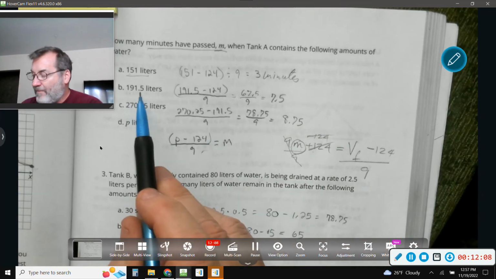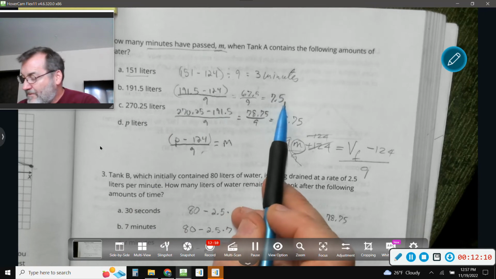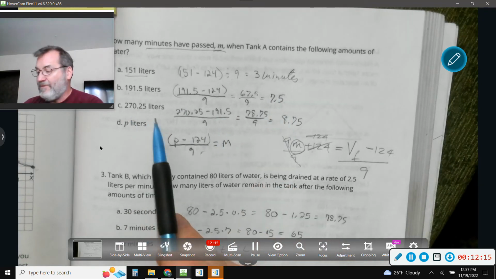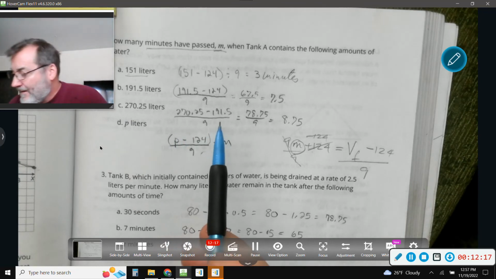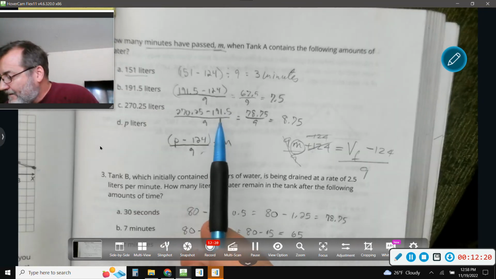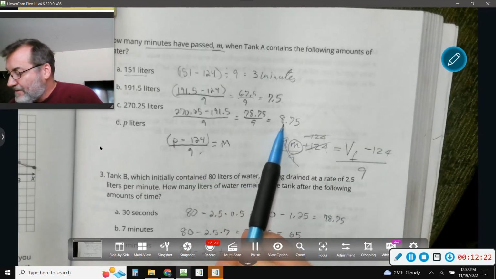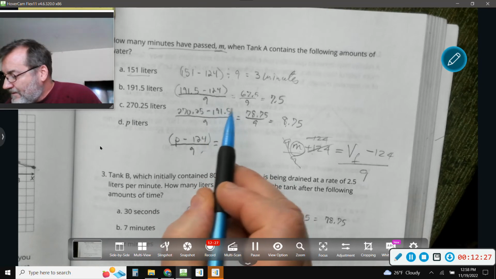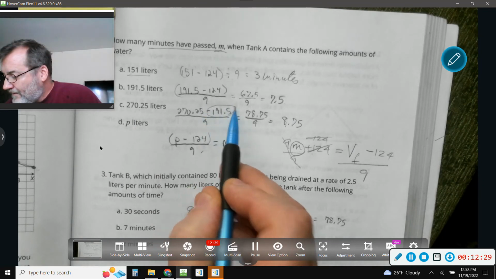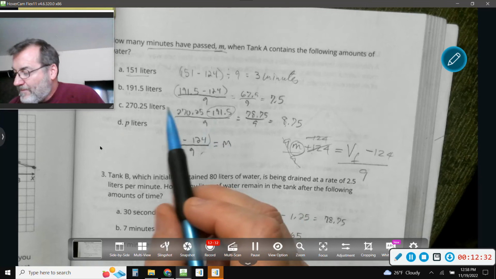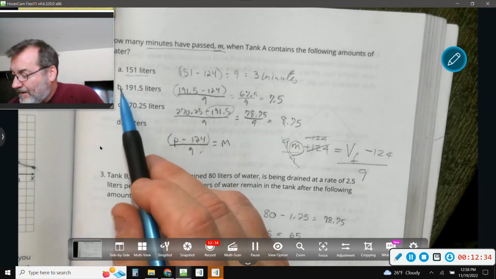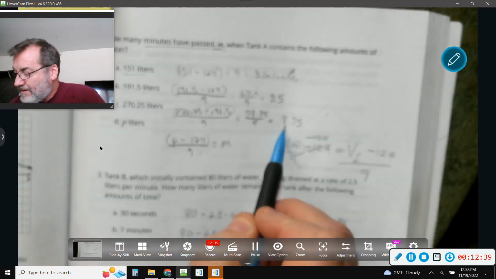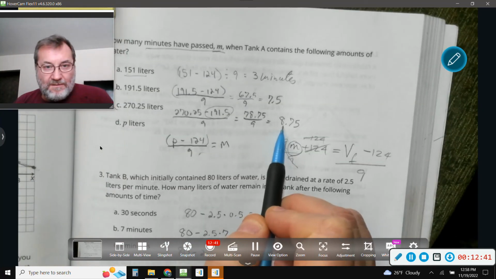If you want 191.5 liters, it takes you 7.5 minutes. If you take 270.25 liters as your final volume, that'll take an additional 8.75. Now you'll notice what's happening here. What did we do a little bit differently here? We added a little bit. That was from how long it takes to get from here to here, and how long it takes to get from here to here. So that's just another 8.75 liters.